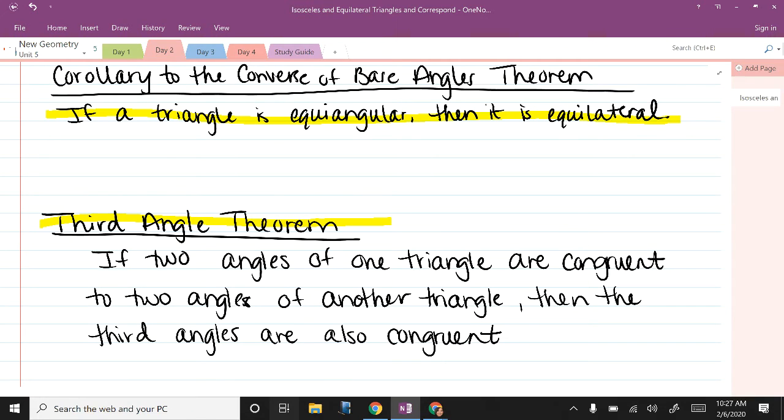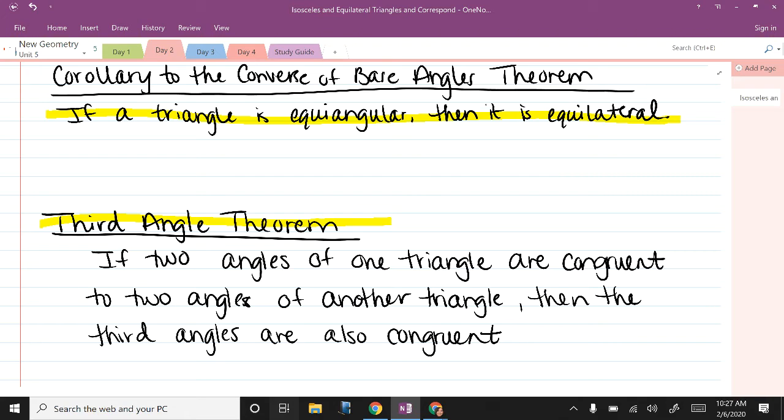Find the third angle theorem on your handout. It's on the front page, isn't it? It's about a third of the way down. Theorem 4.3. Okay. The third angles theorem says if two angles in one triangle are congruent to two angles in another triangle, then the third angles are also congruent. Okay, so if we have two triangles and two sets of angles are congruent, then we know the third ones are congruent. So do you see that picture beside that on your handout?